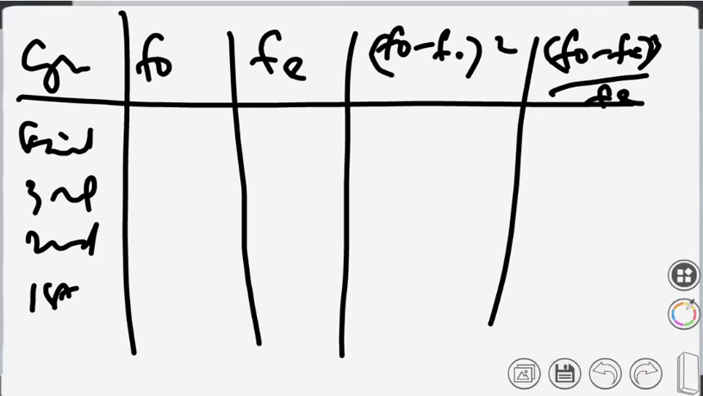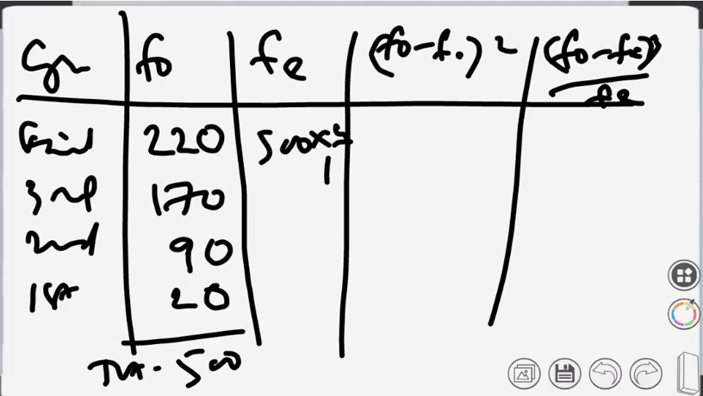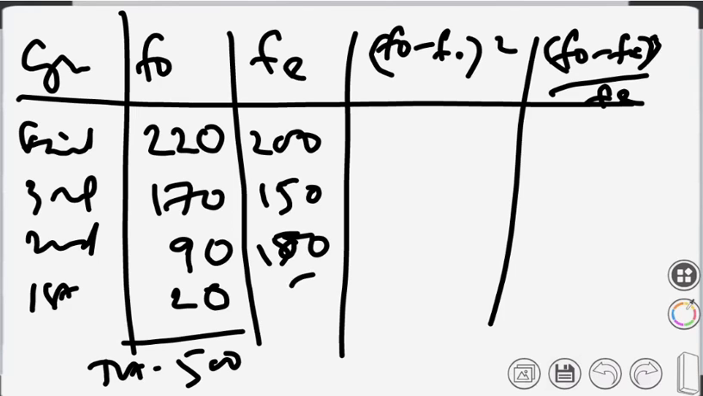Tell me, what is given? FO is 220, third class is 170, second class is 90, and 20. Total is 500. So Fe is 500 into 4 by 10, right? Total ratio is 10. 500 into 4 by 10, that means this will be 200, right? Then 150, then 100, and 50. Did I do it correctly? Yes, sir.